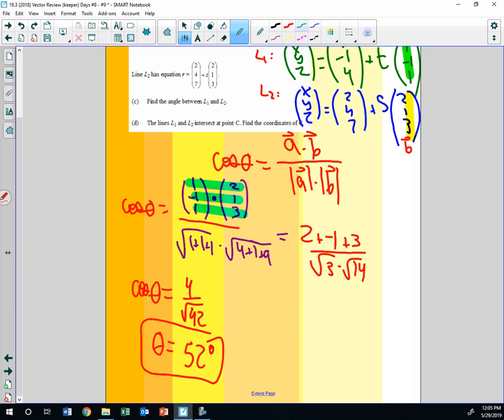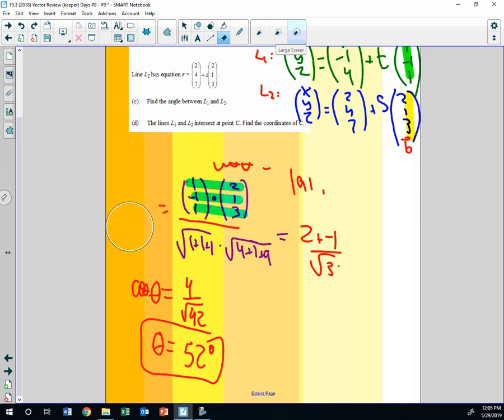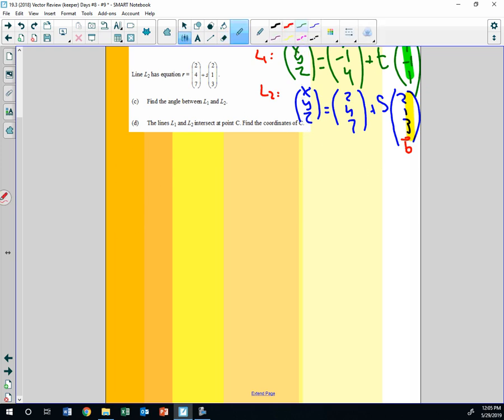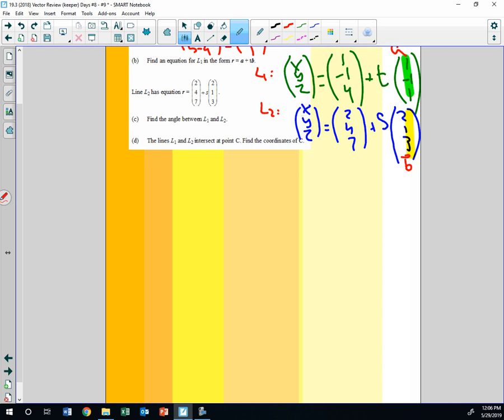And so what the dot product is: you take the x1, x2, y1, y2, z1, z2, and then multiply and add them up. And that gives you the dot product. If it's negative, you're going to be between 90 and 180. If it's positive, it'll be between 0 and 90. So now that we have this, we got the last part. It says the lines L1 and L2 intersect at point C. Find the intersection. So we're going to break both of these down into parametrics.